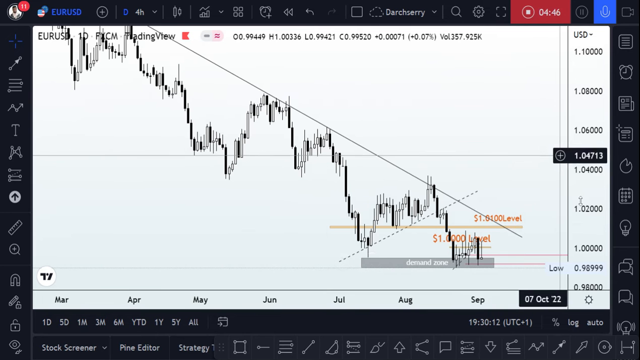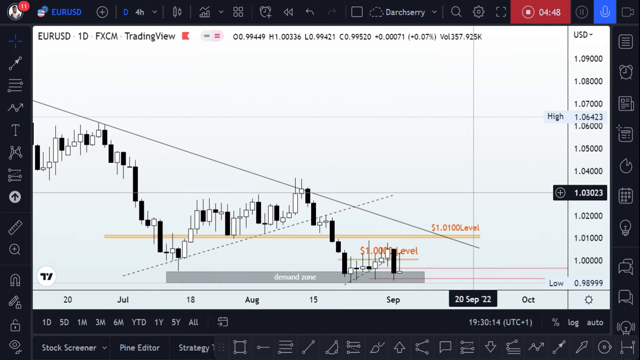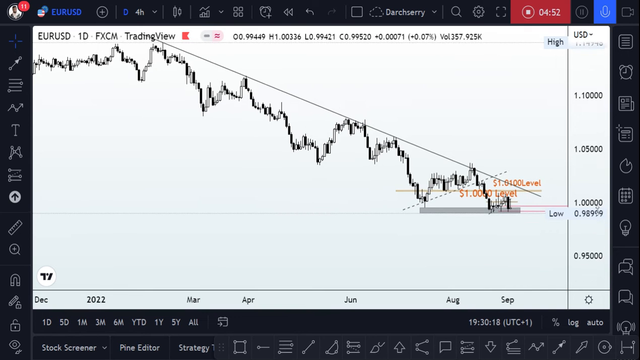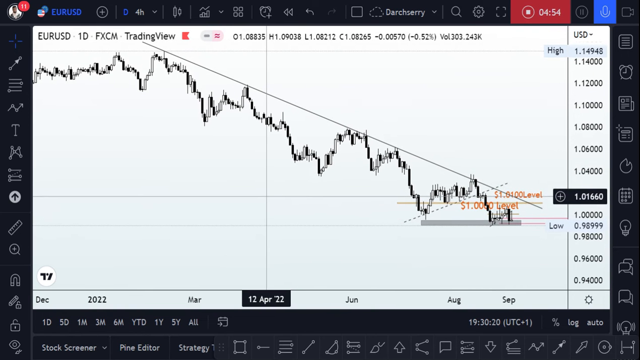Now, let's go back to the daily time frame here and look at how the momentum began along this bearish trend line. Look at this.